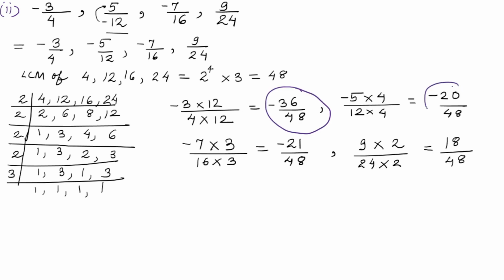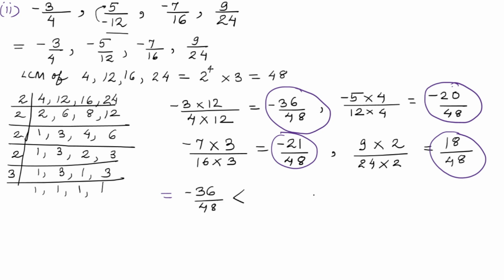Now these are the numbers with denominator 48 and we can easily compare them now. Now find the number which is the smallest here. So the smallest number will be one of the negative numbers. Now let us compare the negative numbers here. So on comparing, what I see here is that minus 36 by 48 is the smallest number, followed by the next greater number, minus 21 by 48. Next greater number is minus 20 by 48. And the largest number here is 18 by 48.